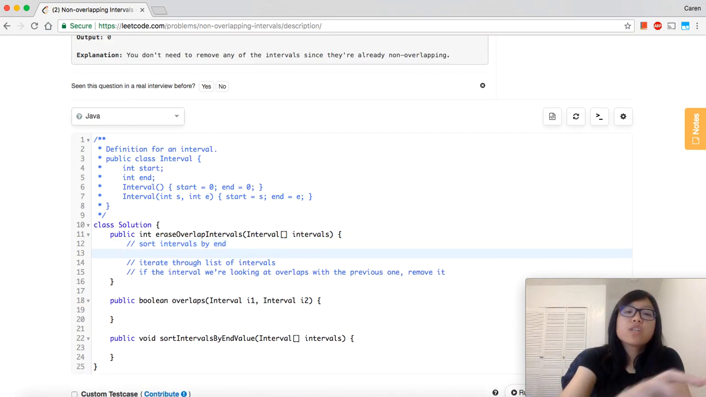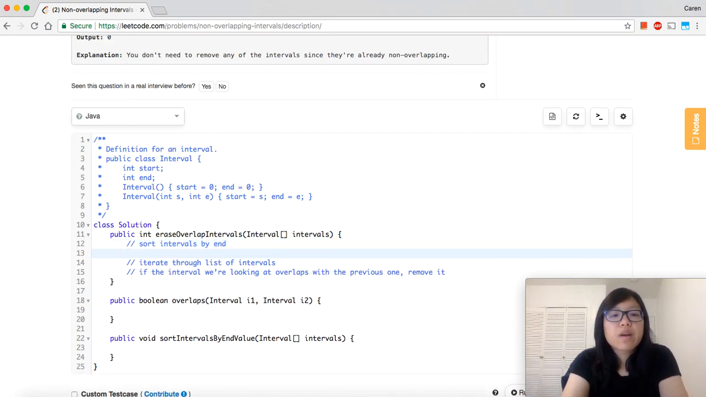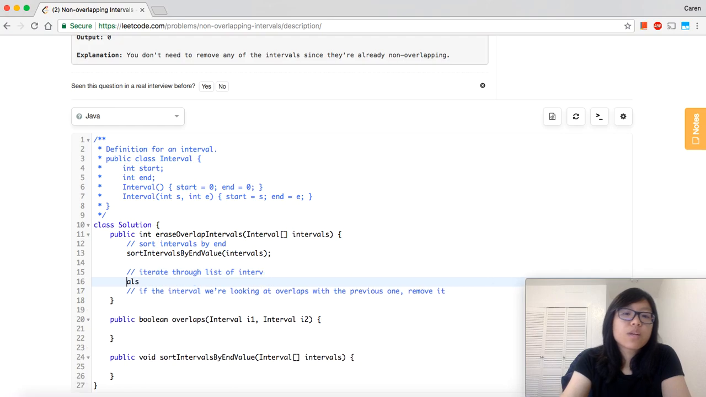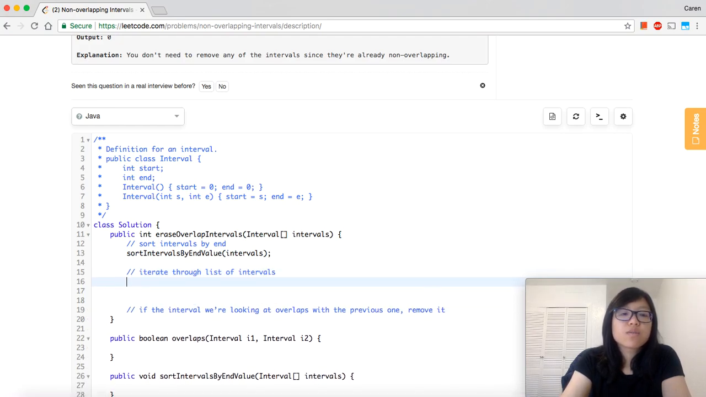So turning pseudocode into actual code now, even though I haven't actually mocked out my helper methods, I could still call them right now just to get an idea of how this is going to work. So the first thing is we want to sort the intervals. The next thing is we want to iterate through the list of intervals.